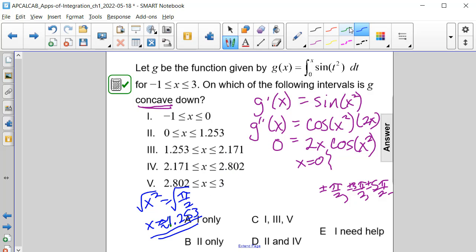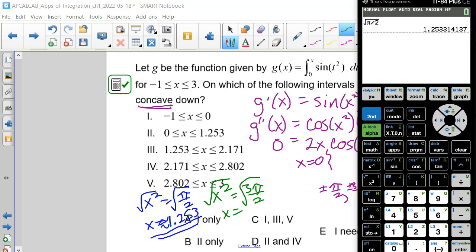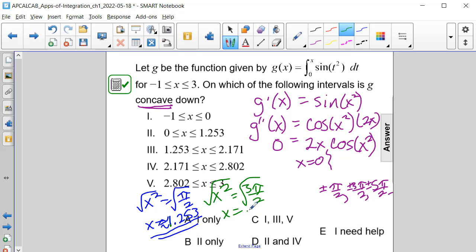Okay, now let's also set this equal to 3 pi over 2. And then if we square root both sides, we will get that the x value is the square root of 3 pi divided by 2, and we're still in that interval, which is good. Now we can get out of the radical, and that will equal about 2 and 171 thousandths, because we're rounding to the nearest thousandth here.